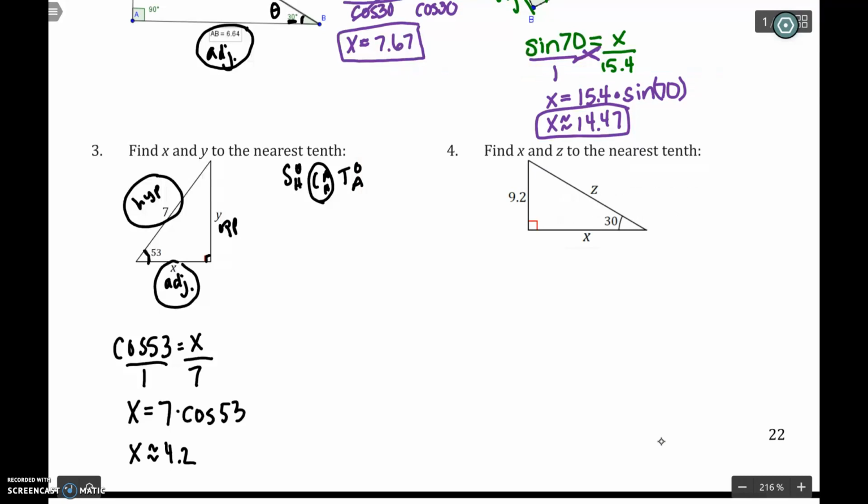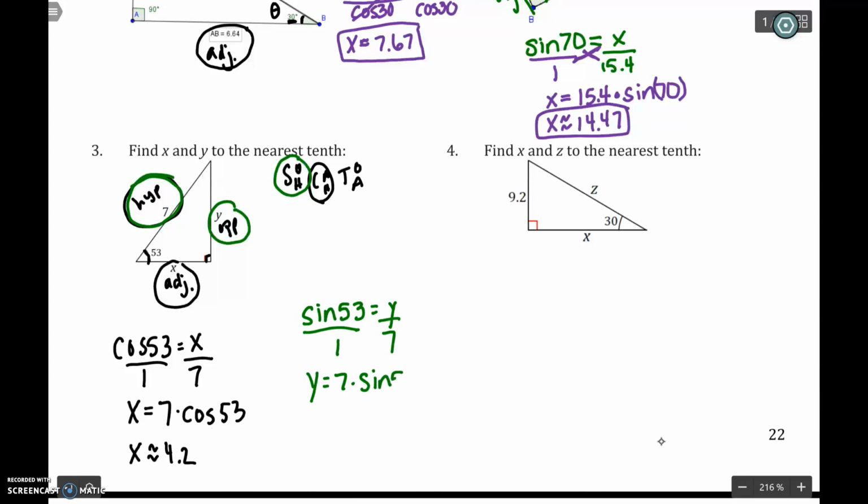Okay, and then when we go to find y, that is the opposite. I'm going to use the 7 that they came up with because I know it wasn't rounded. And opposite and hypotenuse are together in sine. So sine of 53 is equal to y over 7. Notice how similar this is to what we did to find x.